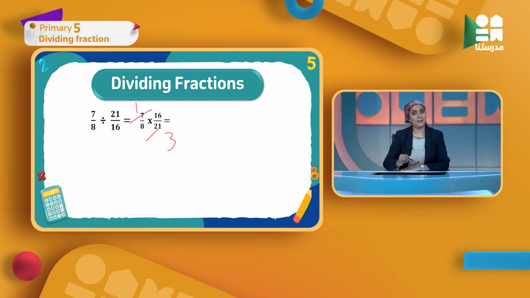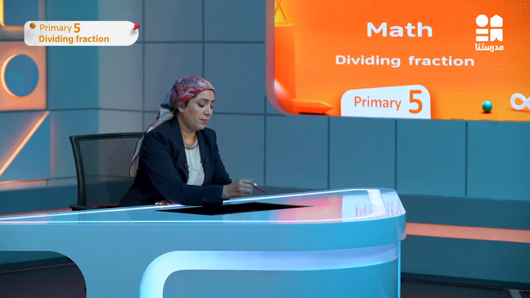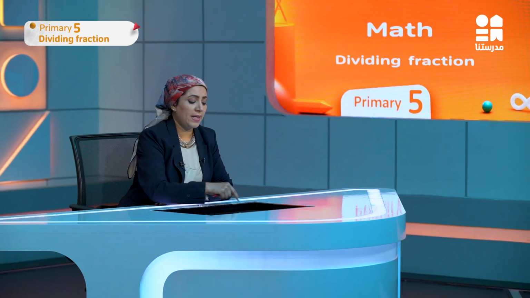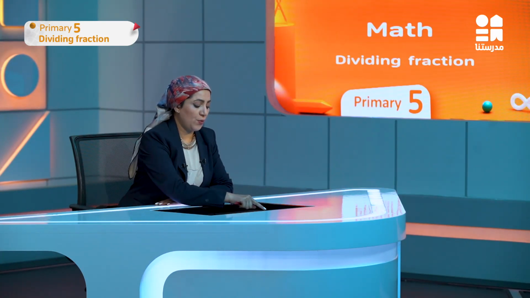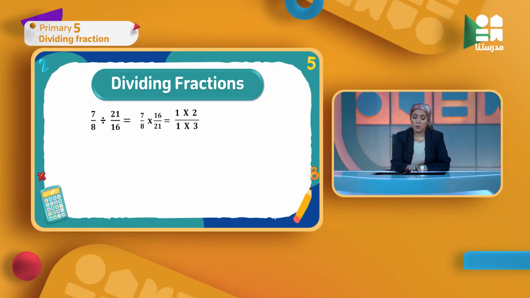Then I move to the second numerator, which is here the 16. Okay, now 16 with the first denominator, which is the 8. Do they have anything in common? Yes, of course. Both of them can be divided by 8. So 8 divided by 8 is 1, and 16 divided by 8 is 2. Now I have 1 over 1 times 2 over 3. I will multiply them. The answer will be 1 times 2 over 1 times 3, which is equal to 2 over 3.